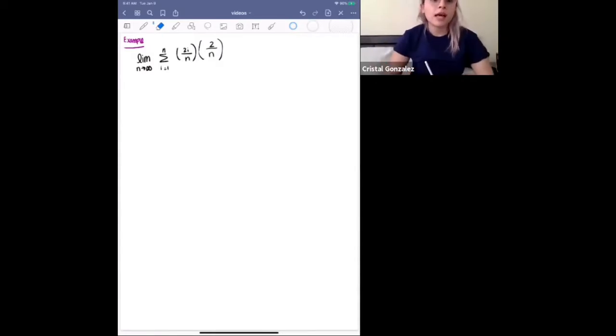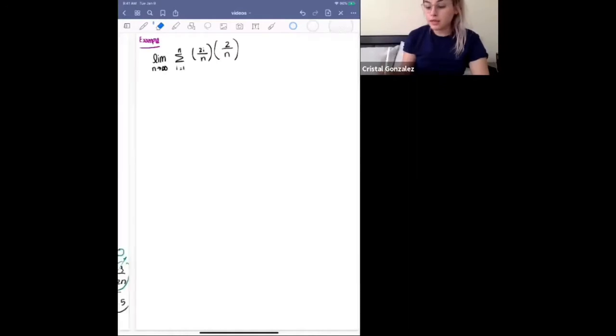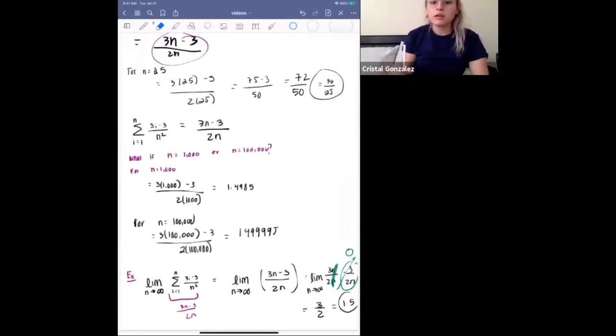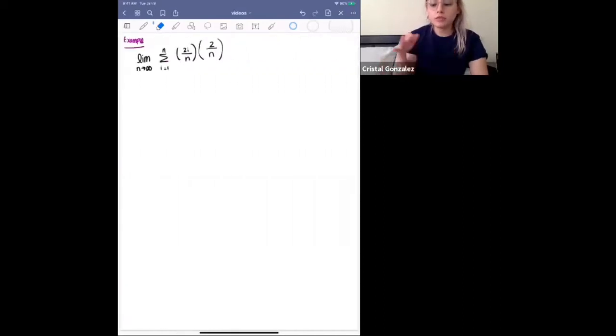Just so that you can see an infinity problem one more time from the start, because I realized that this one was tacked on to an example we already did. So let's do this one from the start, and then the last one you'll do on your own, promise. Okay, so here we have the limit as n approaches infinity of the sum as i equals 1 all the way to n of 2i over n times 2 over n.